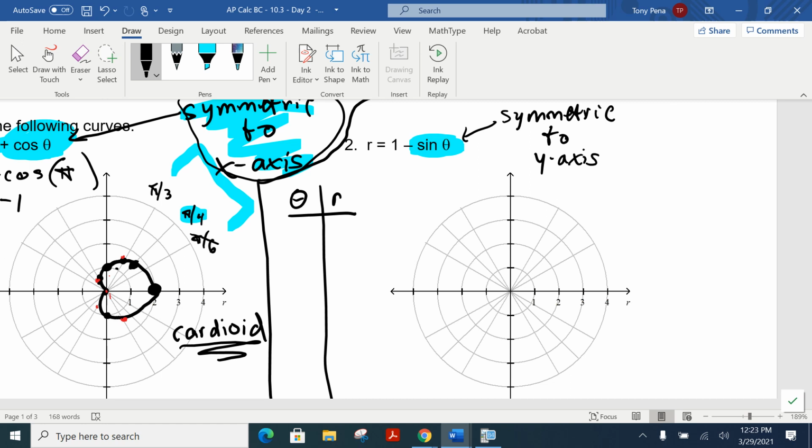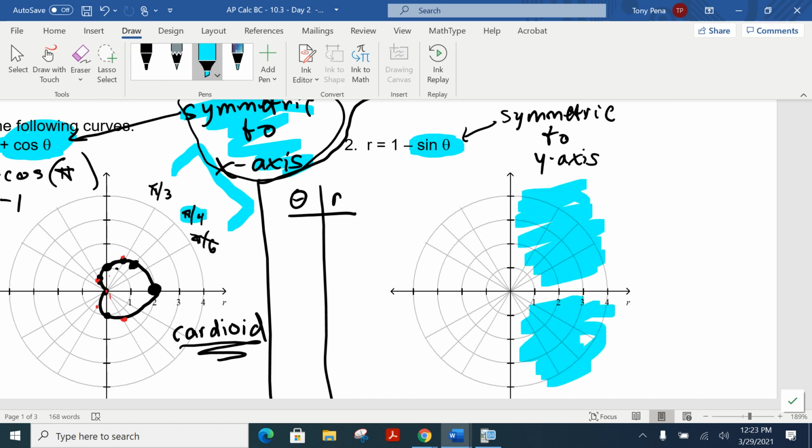So we definitely want the first quadrant. Let me shade it in here. We want the first quadrant. We want the fourth quadrant. Once we have that, we just reflect it around the y-axis.